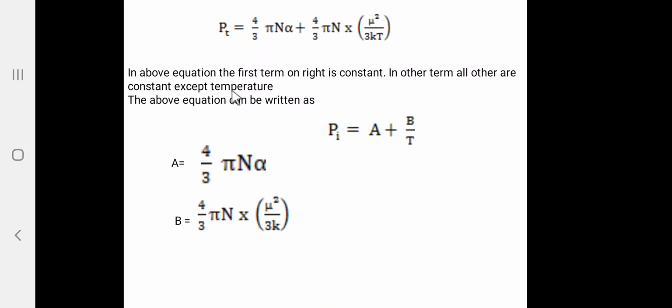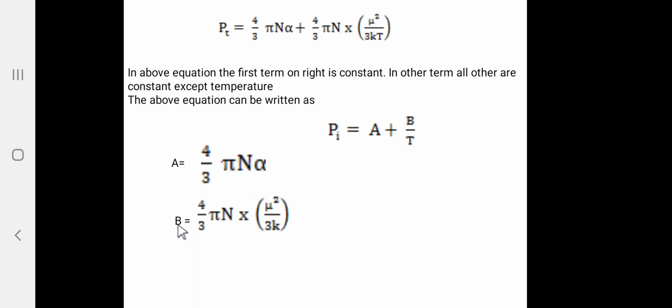So, this term is constant and it is denoted by symbol A. Then in the second part, 4 by 3 is a constant, pi is constant, n is constant, mu is the dipole moment, it is also constant, that is why mu square is also constant, 3 is constant, k is constant. Here T is the temperature, it is not constant. Here 4 by 3 pi n mu square divided by thrice k is denoted by symbol B.